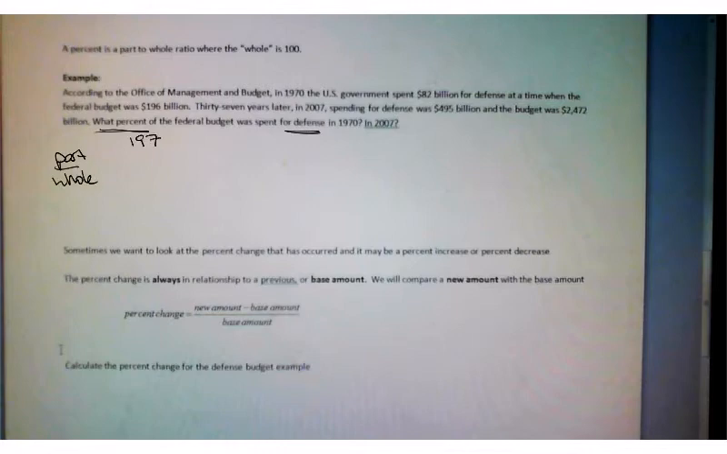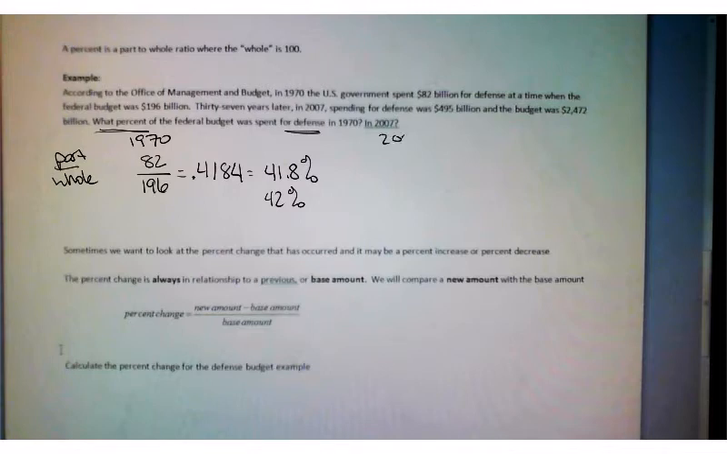So in 1970, we're looking for the part spent on defense, which was $82 billion, and the whole is the total federal budget, which was $196. However, this does not answer the question because it wanted it as a percent. So to give it as a percent, we can simply convert this fraction. First thing would be to convert it to a decimal, which gives us 0.4184. And then converting that decimal to a percent gives us 41.8%, or if you'd like to call it 42%, that's fine.